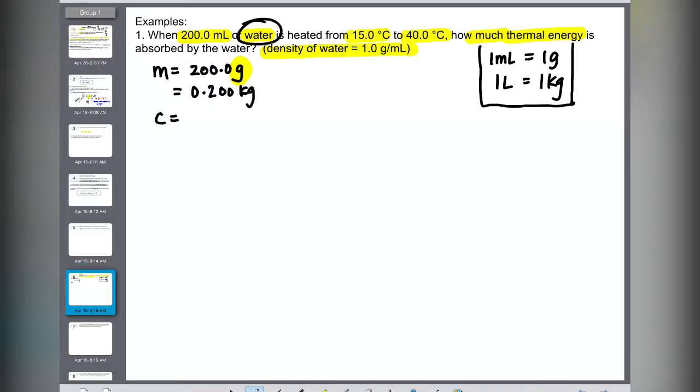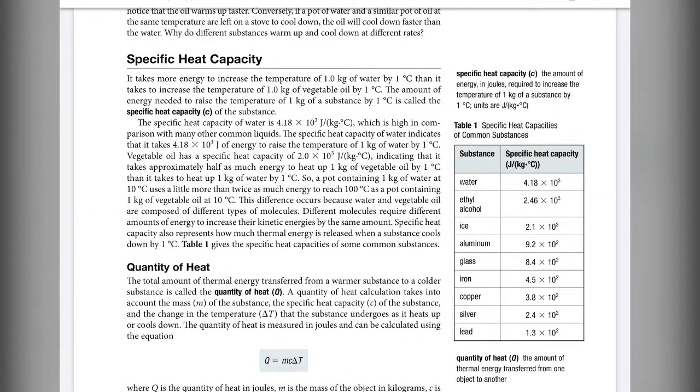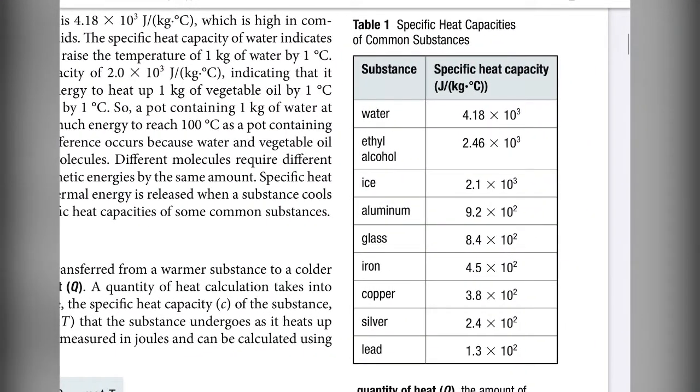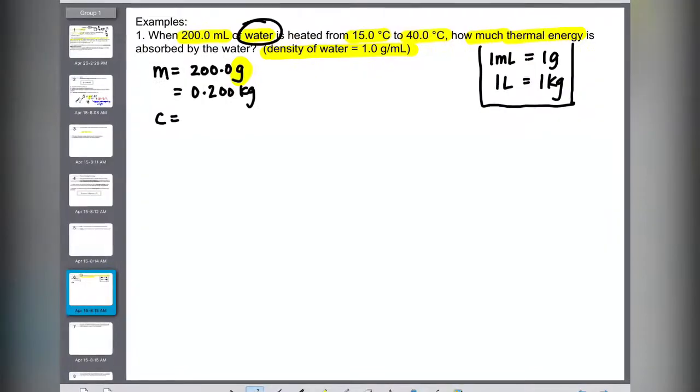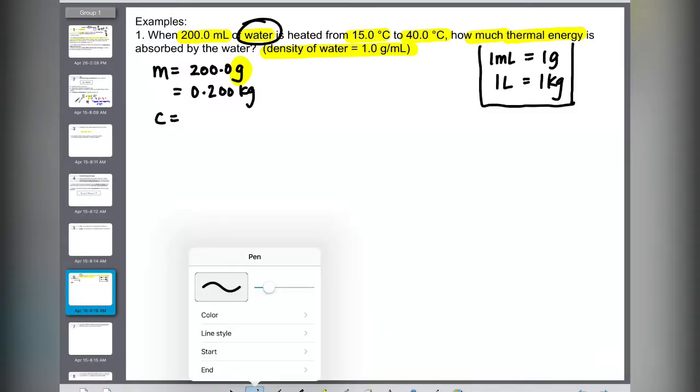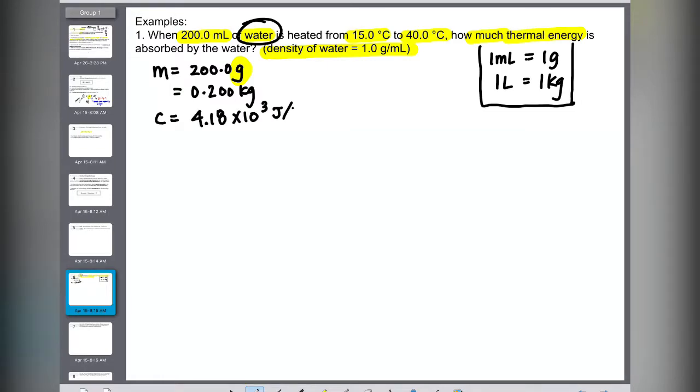Water is the substance. If they give you the substance, you can always go back to the chart in the textbook. I know water is 4.18 times 10 to the 3. You have the textbook, right? Just take a look at it, and we always will give you the value. I wouldn't expect you to memorize what they are. So 4.18 times 10 to the 3 joules per kilogram degree Celsius, because they gave you water. You look it up from the chart.